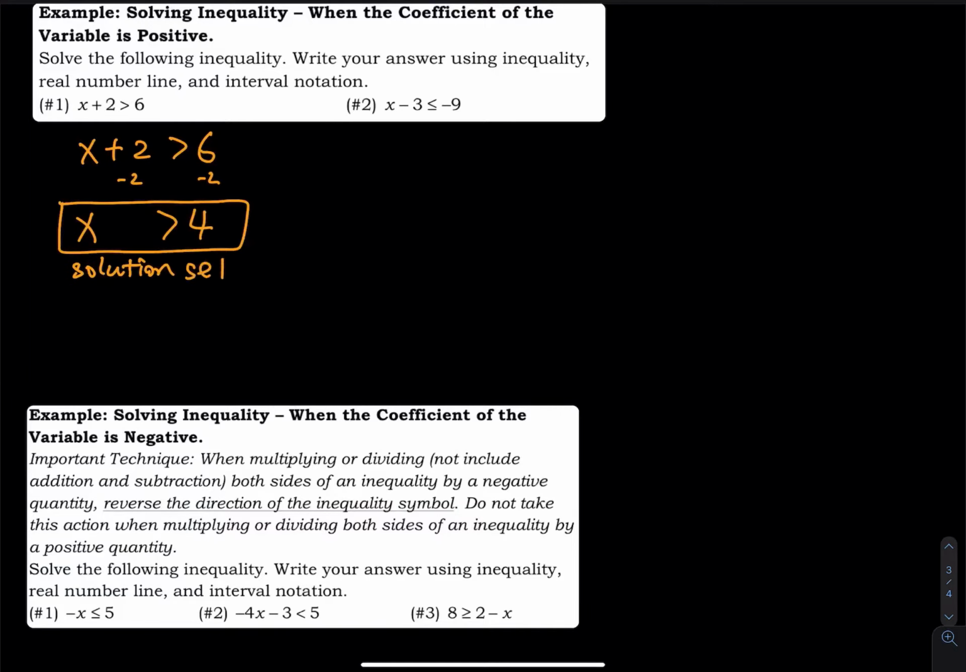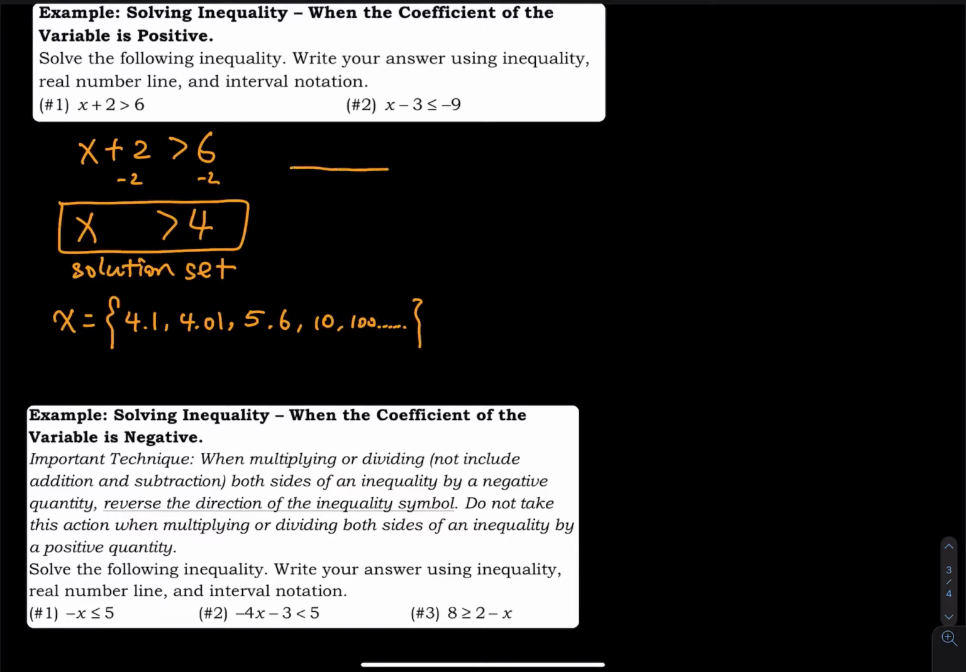Because this is a set of numbers, what does the set look like? x can be anything greater than 4, right? So let's say 4.1, 4.01, 5, 6, 10, 1000, and so on and so forth. It's a set of numbers, not one individual number. That's why we call this a solution set.